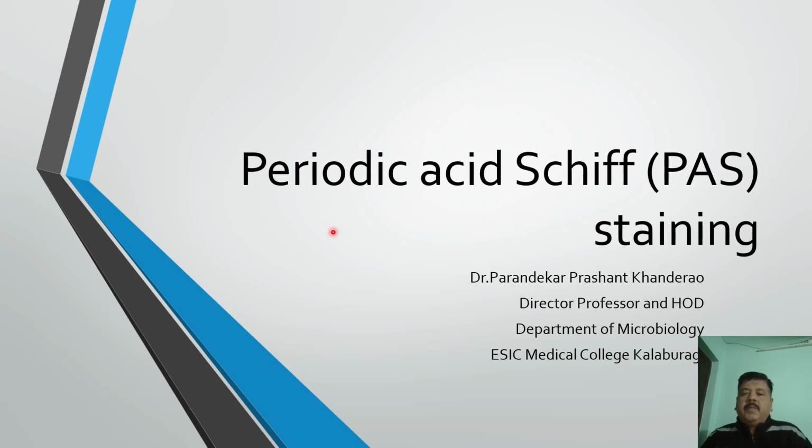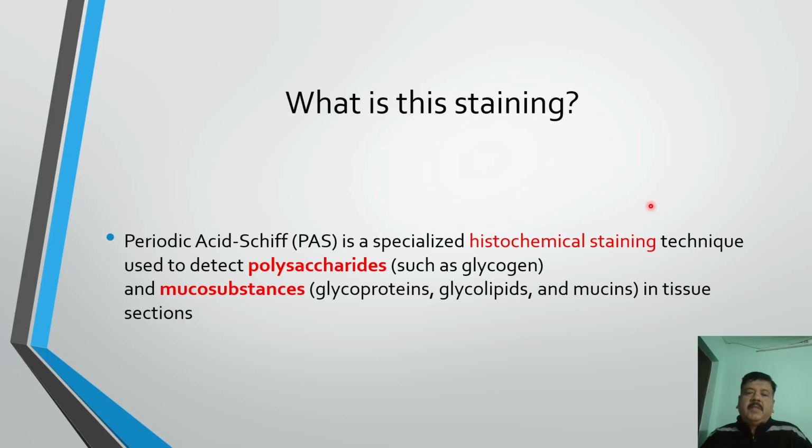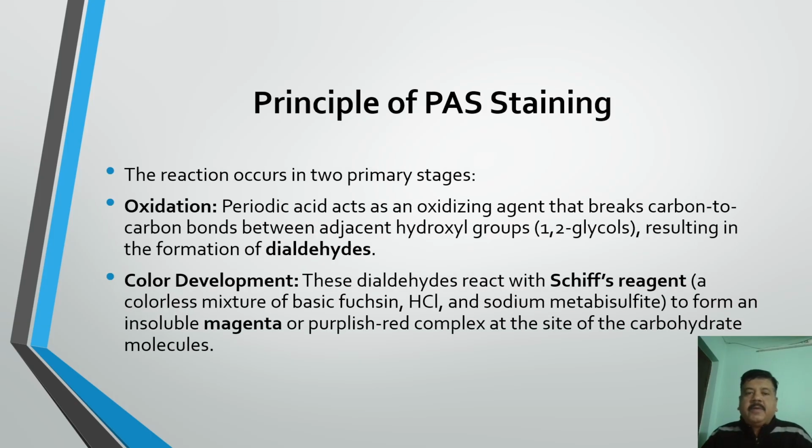So today's topic is periodic acid-Schiff staining. The basics of PAS staining will be covered today. So what is this staining? Periodic acid-Schiff is a specialized histochemical technique used to detect polysaccharides such as glycogen and mucosubstances like glycoproteins, glycolipids, and mucins in tissue sections.